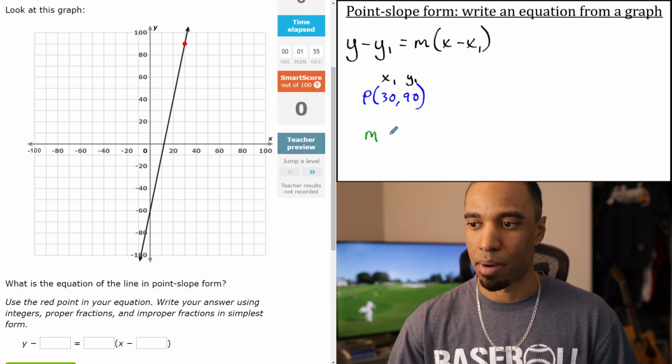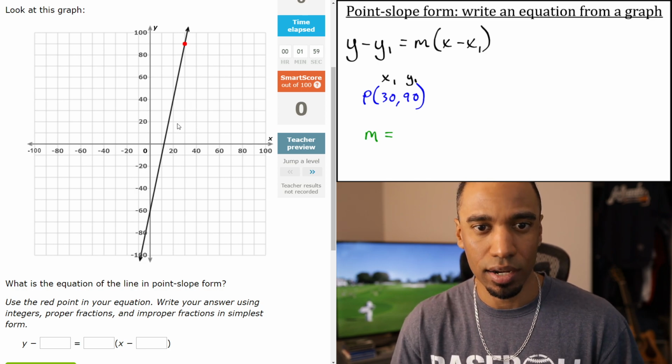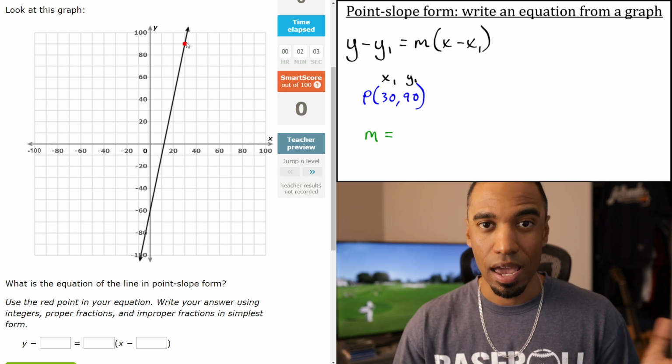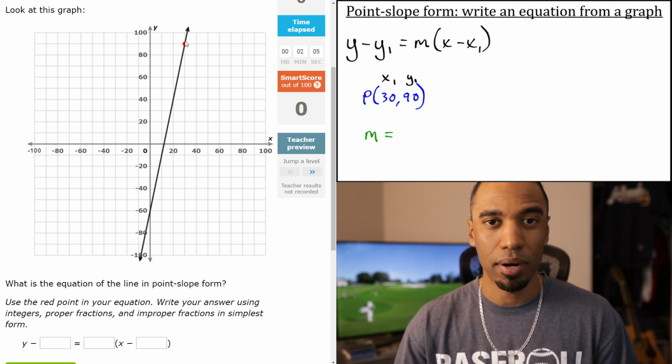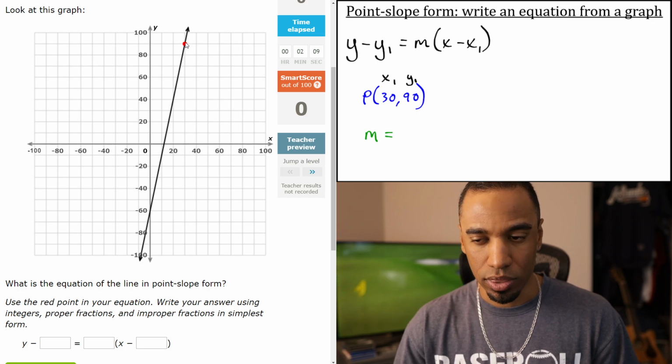Now I need to find my slope. And unfortunately, because this one's a web browser, I can't really mark on it. So what I'm going to do is just follow my mouse here. To find my slope, I have a lot of different ways I can calculate it, but I can also kind of count it too. I'll show you what I mean. Here's a known point, 30, comma 90.